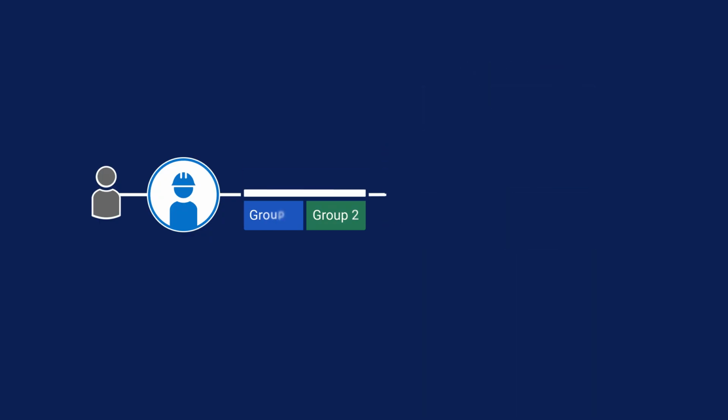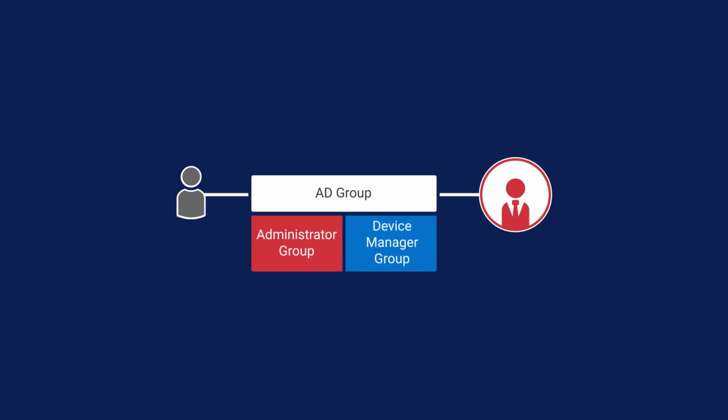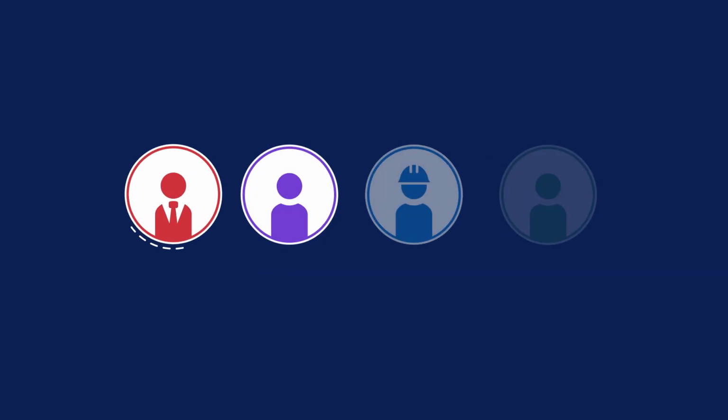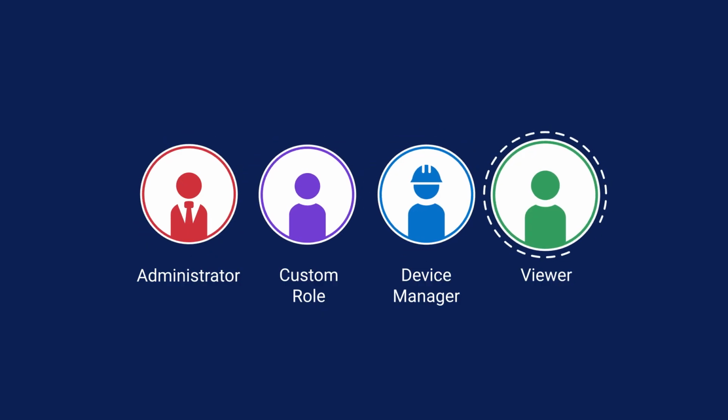When a user is part of multiple Active Directory groups with different roles, the role with the highest level of access takes precedence. The order is administrator first, then custom role, then device manager, and finally viewer.